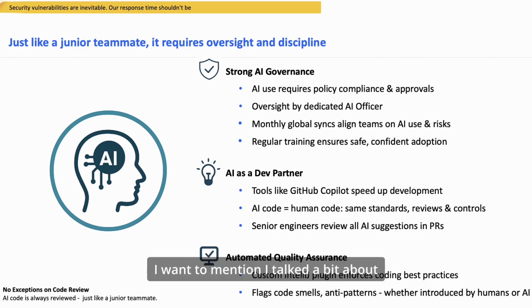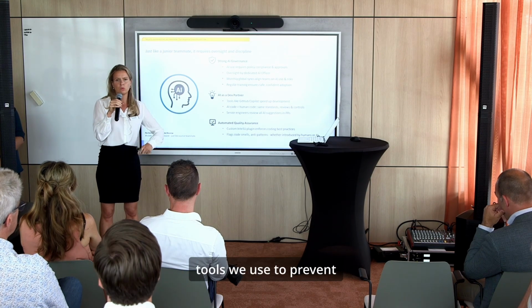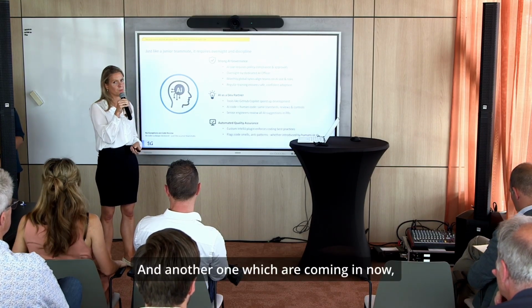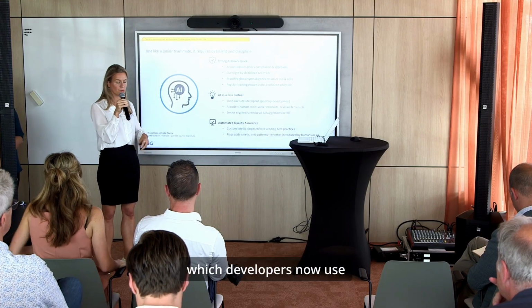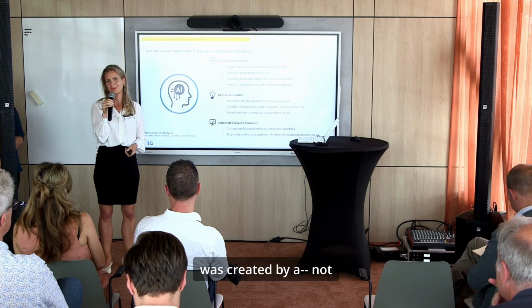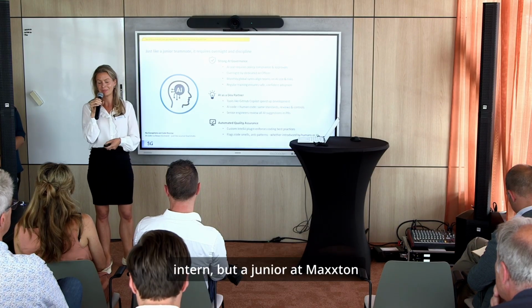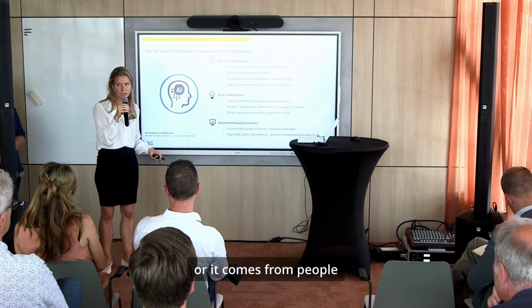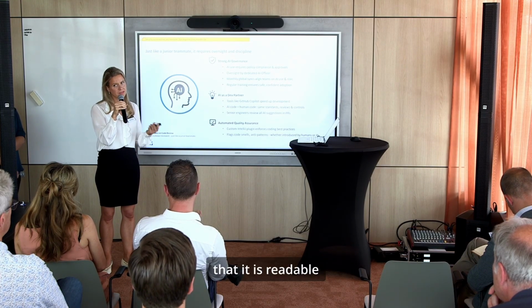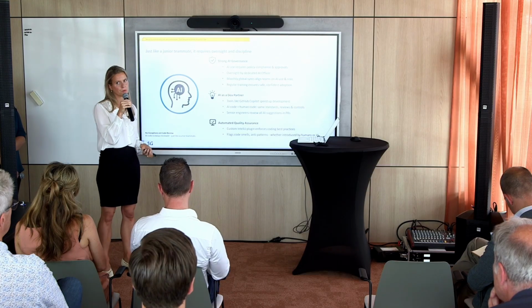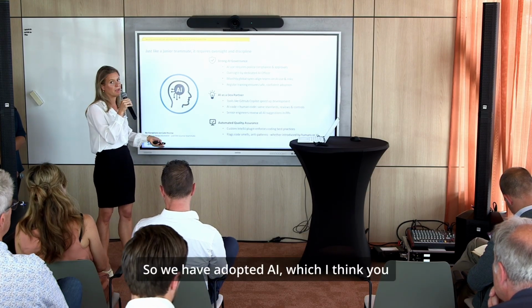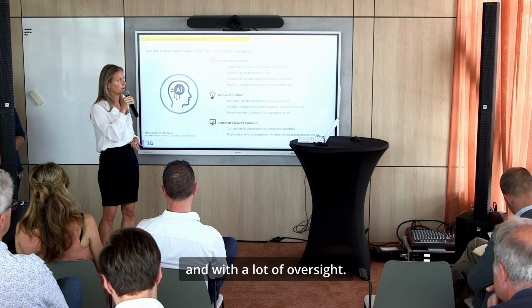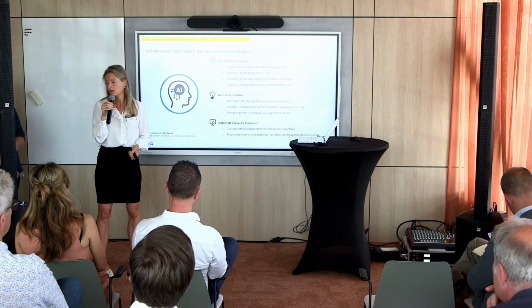I want to mention, I talked a bit about the CI/CD pipeline and tools we use to prevent human error. Another one which is coming in now, which developers use locally, is a plugin which was created by, not an intern, but a junior at Maxxton, which ensures that the code, even if it comes from AI or from people, is readable, maintainable, consistent, and good. So we have adopted AI, which I think you need, especially as a developer, but it's done very carefully and with a lot of oversight.